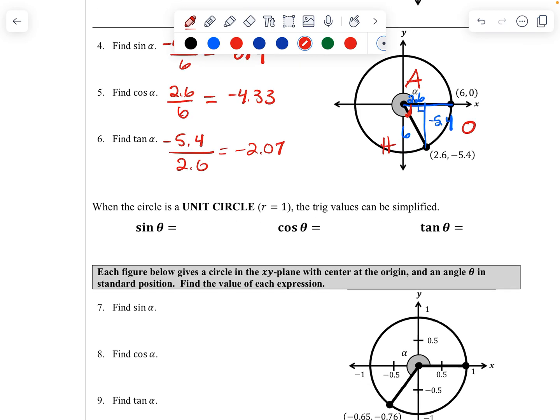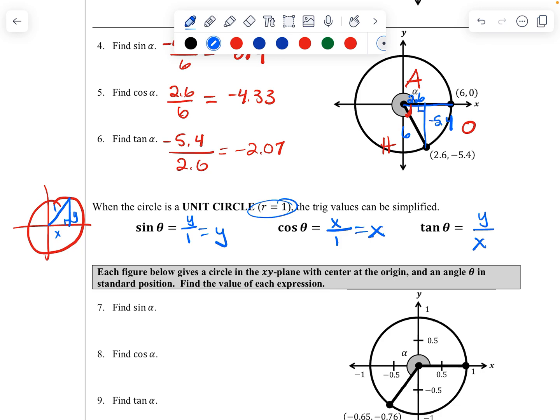Now, this talks about the unit circle, and a unit circle is a circle whose radius is 1. So if I was to draw out any triangle here, x, y, and this is 1. Our sine, opposite over hypotenuse, is just y. Our cosine, adjacent over hypotenuse, is just x. And our tangent is y over x. But again, that's only when our radius is 1. Our sine is our y value, our cosine is our x.